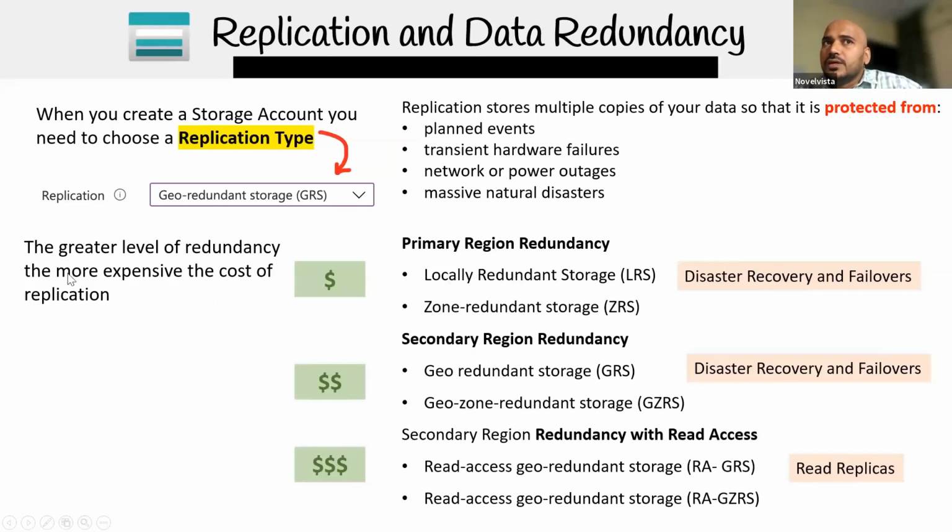The greater the level of redundancy, the more expensive the cost of replication. So that's the option. Now there is one more type of replication, which is cross-region replication. If you remember, when we were doing backup, we got this option of cross-region replication. What it does is replicate your data to a secondary region, which is once again East US to West US, and you can actually restore your data to that region.